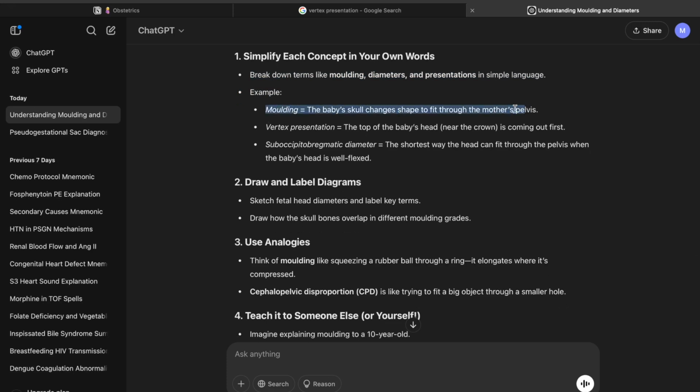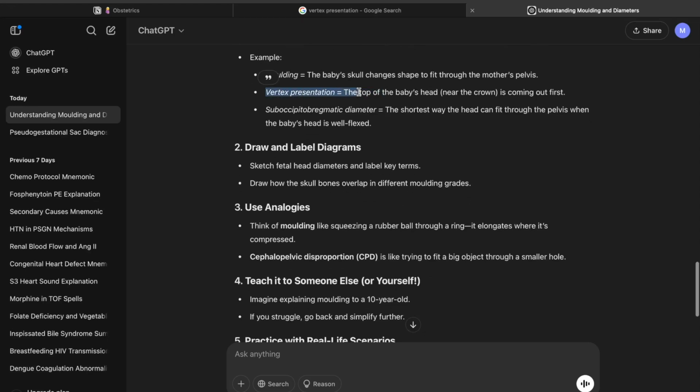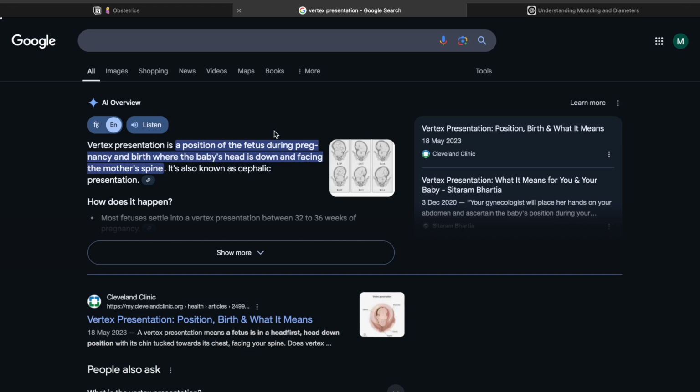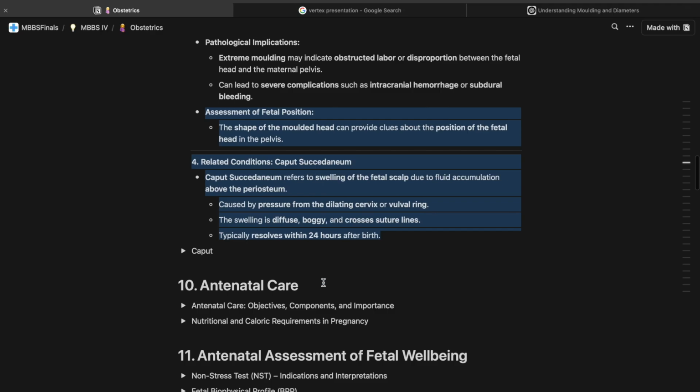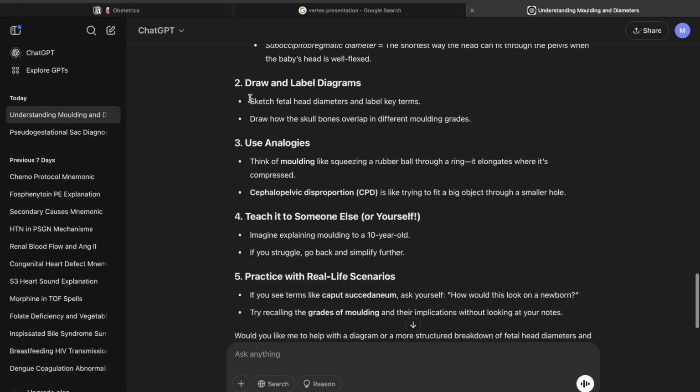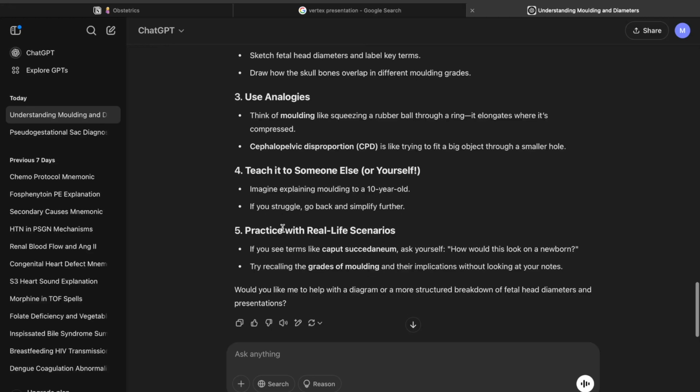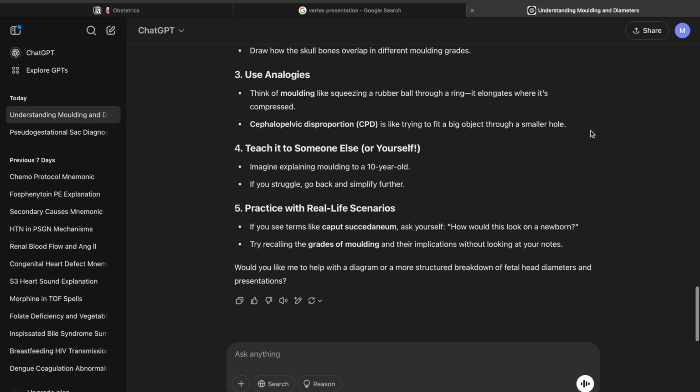Molding: the baby's skull changes shape to fit into the maternal pelvis. So this one makes sense. Vertex presentation: the top of the baby's head is coming out first. Yeah, this one also makes sense. So vertex generally means the top of the baby's head. Draw and label diagrams, it is suggesting, and use analogies, think of molding like squeezing. Okay, this one is fine. CPD, cephalopelvic disproportion, is like trying to fit a big object through a smaller hole. Okay, leave this.